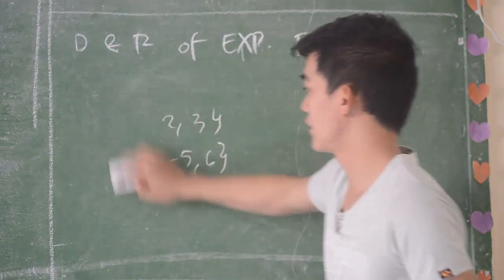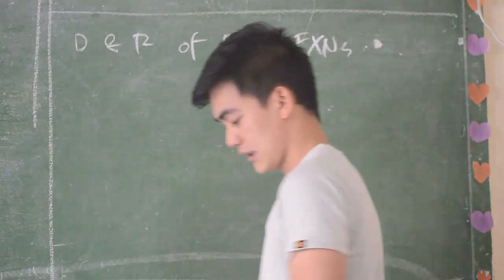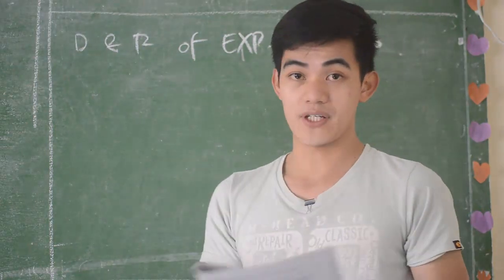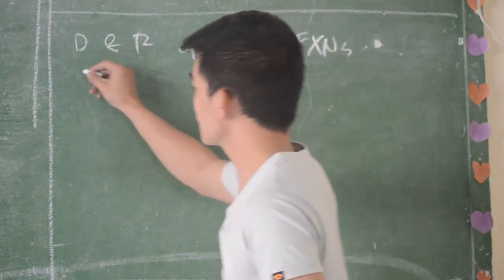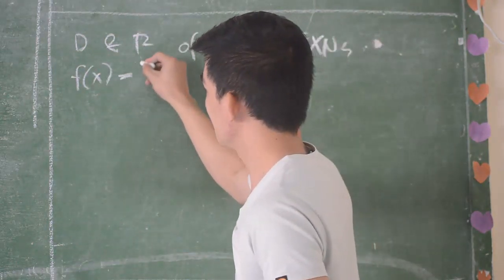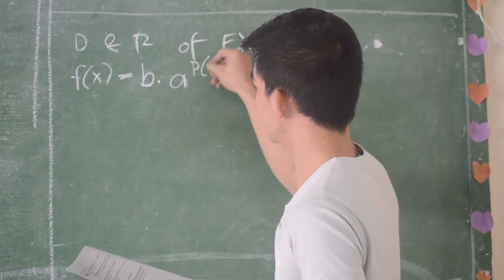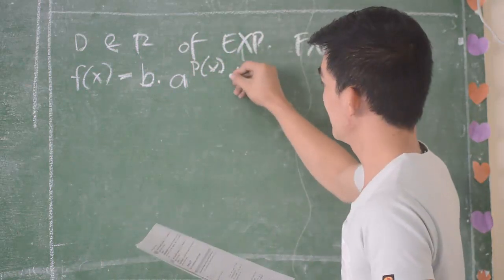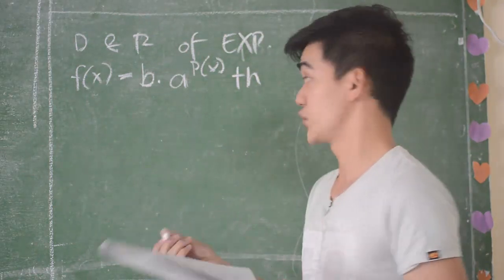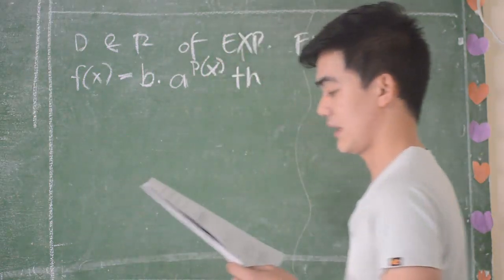Let's now proceed to the domain and range of exponential functions. In doing that, we need the theorem on the domain and range of exponential functions. Suppose we have an exponential function represented by f(x) = b times a raised to p(x) plus h. If you're holding your module with you, this is on page 4. Of course, p(x) here is linear.